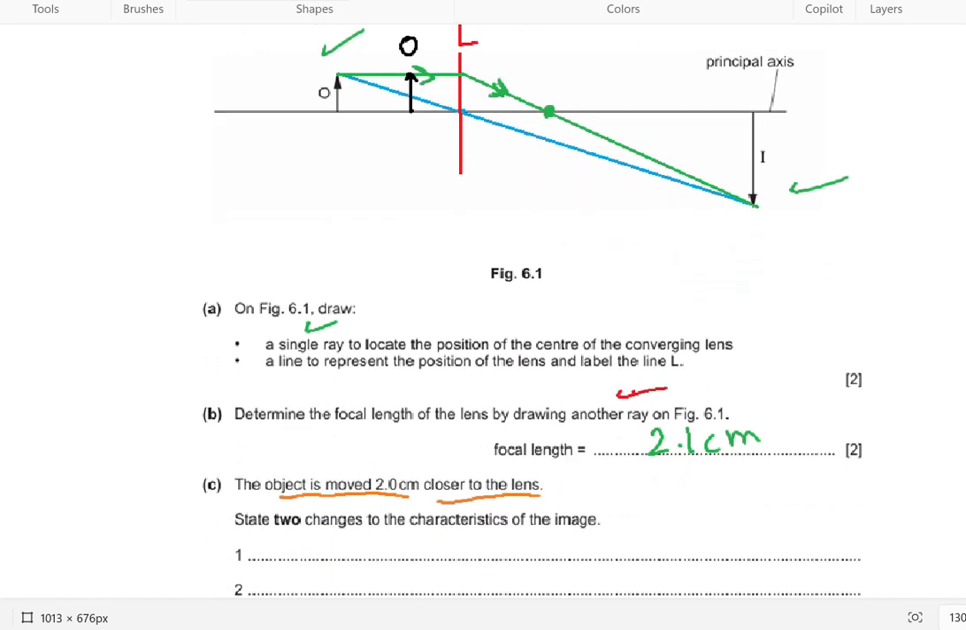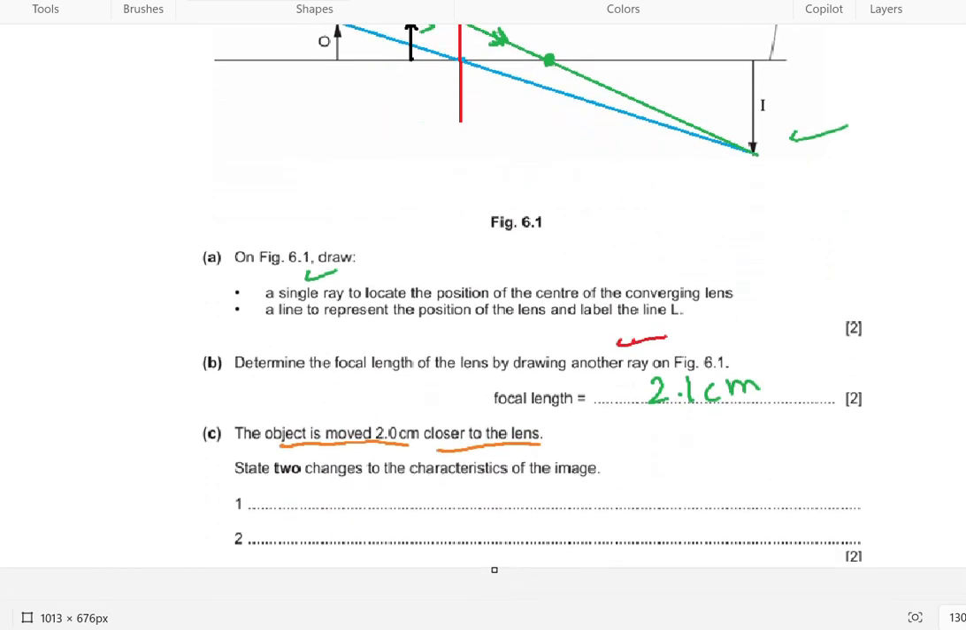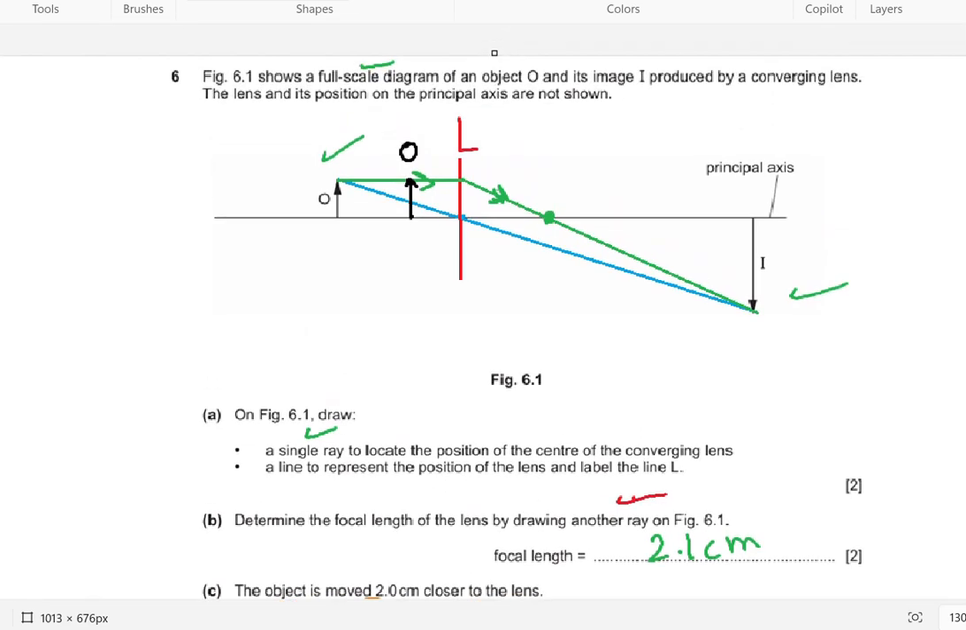What do they say? They say state 2 changes to the characteristics of the image. So I need to draw the image here. Let me use, which color am I going to use? I need a new color, the yellow will not be appropriate. Let me use this color. First of all, I need a straight line. Give me just 2 seconds, I'm sorry.